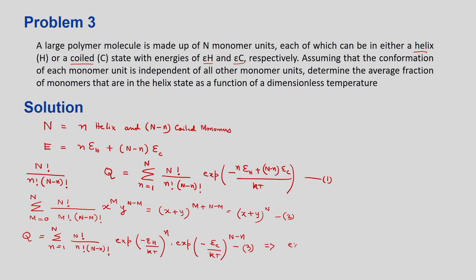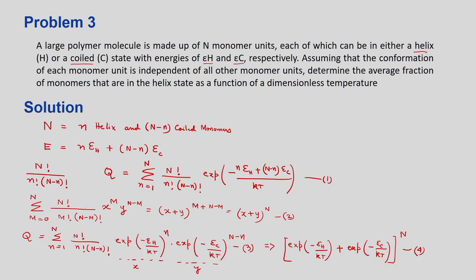Okay? So in this case, the entire exponential term will be the x, so it will be exponential, plus, so x plus y. So it means this is your x and this is your y. The entire term becomes x. So if you do that raised to the power of n plus N minus n, small n cancels out, and what you are left with is capital N. So this is one important conclusion. I can write this down as equation 4. This gives us a direct way of computing the partition function from the individual energies of coiled and helix state.